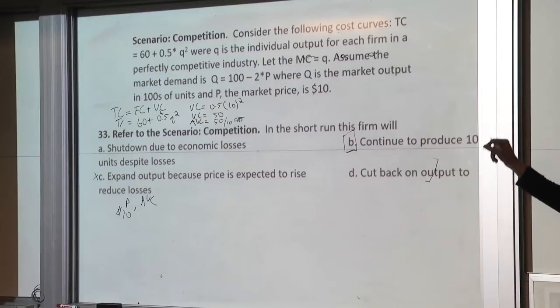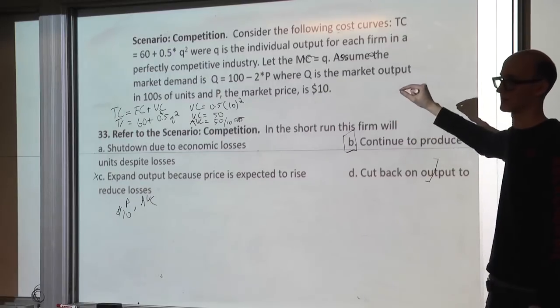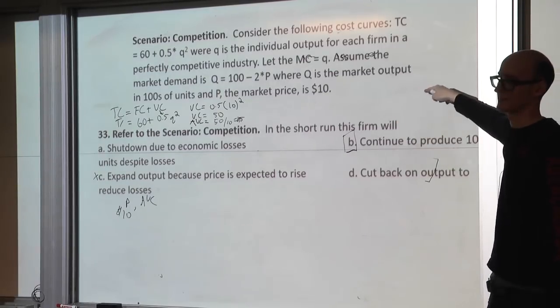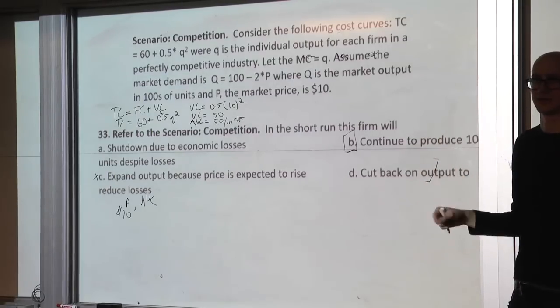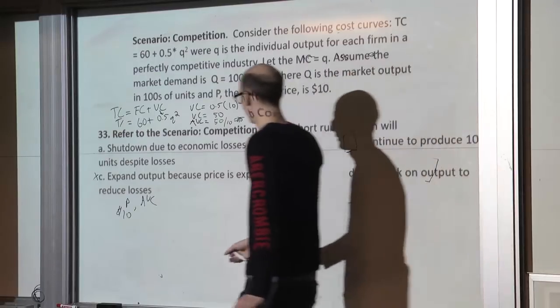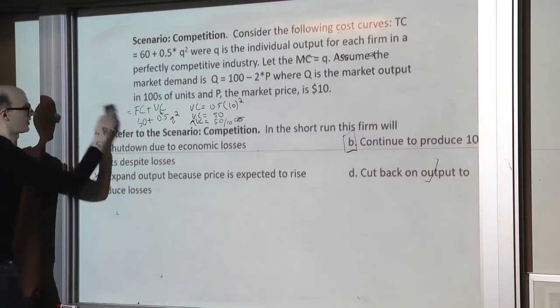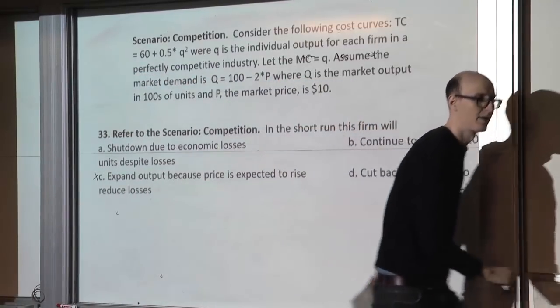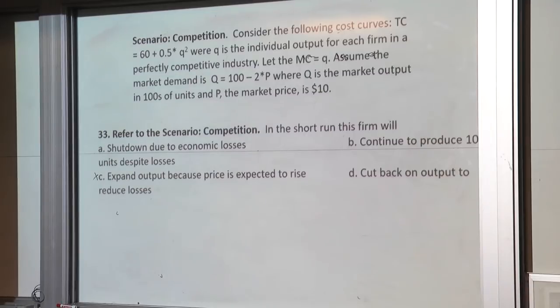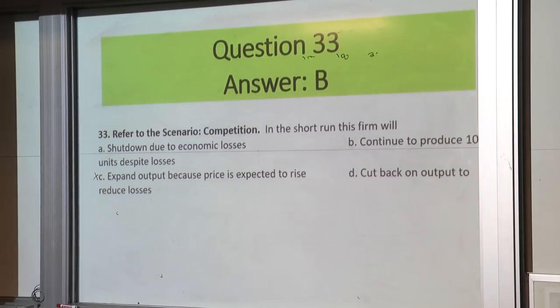The reason for that is because if we do that, then marginal cost will be less than the market price, and we'll be able to cut back on our losses by increasing to where the marginal cost equals the price, which is $10. Okay, so we won't want to cut back because then we'll increase our losses even more. We always want to produce where marginal cost equals the price in a competitive market. So the answer is B.